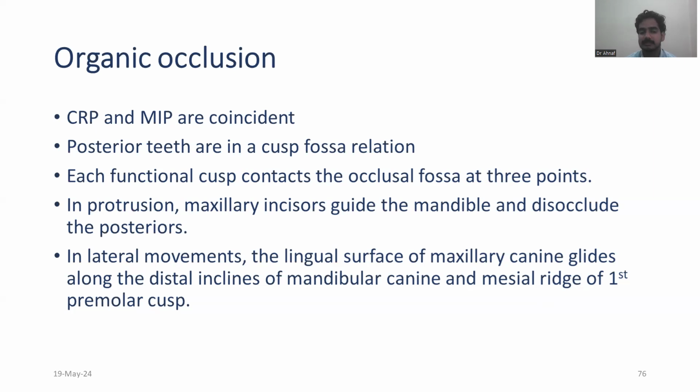In protrusion, maxillary incisors guide the mandible and disclude the posteriors. In lateral movements, the lingual surface of the maxillary canine glides along the distal inclines of the mandibular canine and the mesial ridge of the first premolar. So that's all about different concepts of occlusion in FPD.